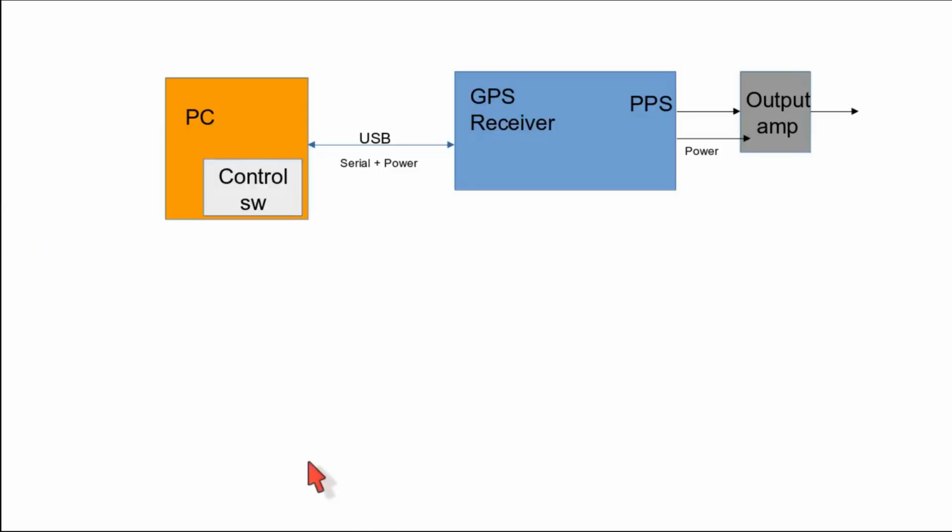For my own purposes, I'm quite happy with the minimalistic design shown here. I use a PC as a controller, connect the GPS via USB, which also provides power, and connect an output stage for the PPS signal. All this put together with flying connections only if and when I need it, which allows me to use the GPS for other things when I don't need reference frequencies.